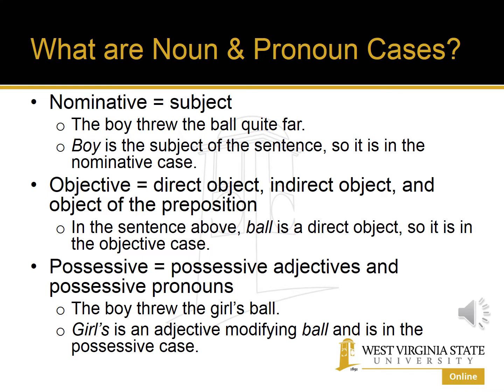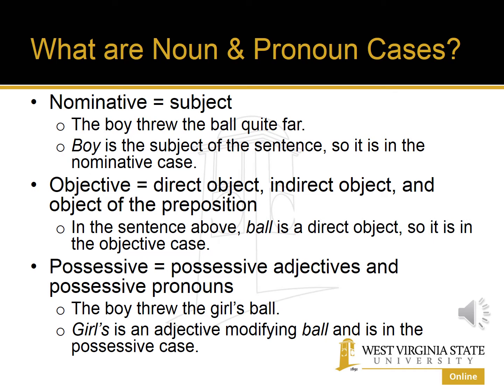There are three cases in English: the nominative, the objective, and the possessive. The nominative case equals the subject of a sentence. So, for example, in the sentence, "The boy threw the ball quite far," boy is the subject of the sentence, so it's in the nominative case.